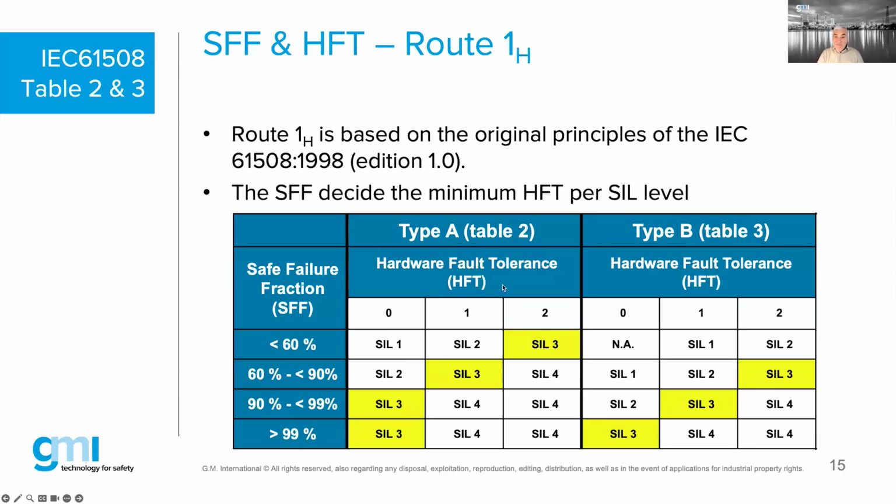And they make a difference between a type A and a type B, because here in a type B, for instance, when the diagnostic coverage or safe failure fraction would be less than 60%, it's not suitable for any SIL. And that's the difference between those two tables.